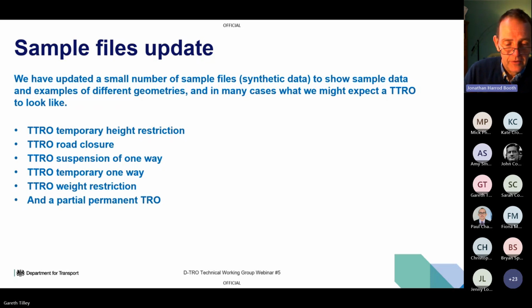In response to a user request, we set out producing a bunch of sample files that primarily look at TTROs, and there was a list that came in on one of the GitHub requests that said, please give us examples of the following. So we've put those together. There are a handful of examples that deal with temporary height restrictions, road closures, suspensions, and the like.